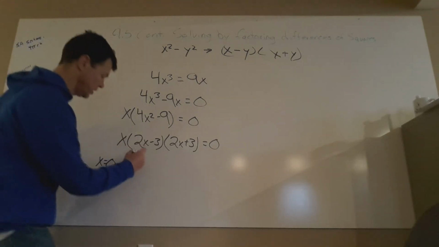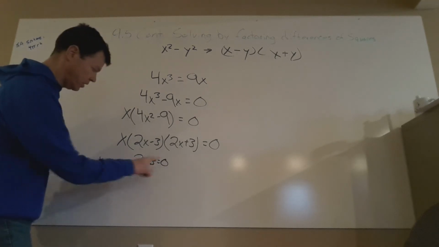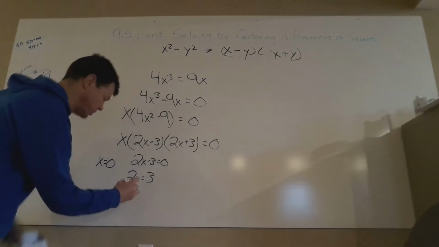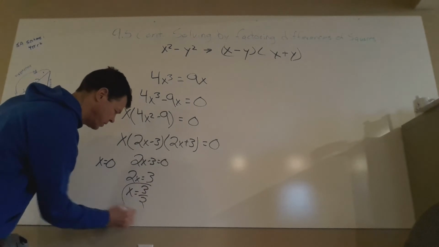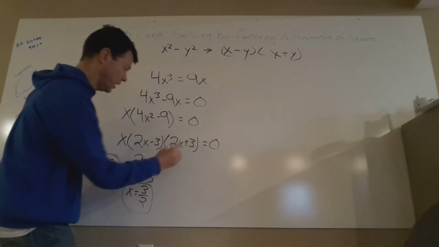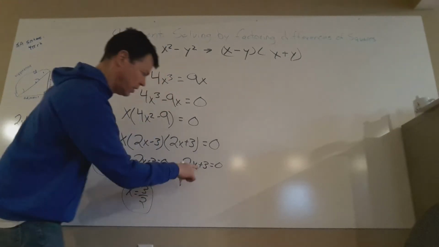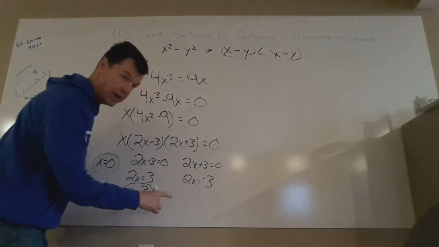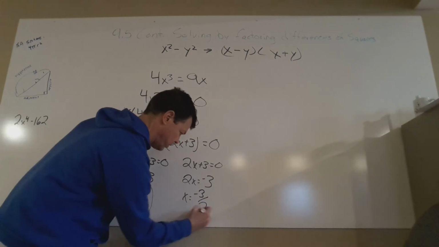Then the second situation, 2x minus 3 could be equal to 0. So add 3 to both sides. 2x equals positive 3. Divide by 2. x equals 3 halves. And you know this is just going to be a negative 3 halves. So 2x plus 3 equals 0. Subtract 3. So 2x equals negative 3. Divide by 2. x equals negative 3 halves.